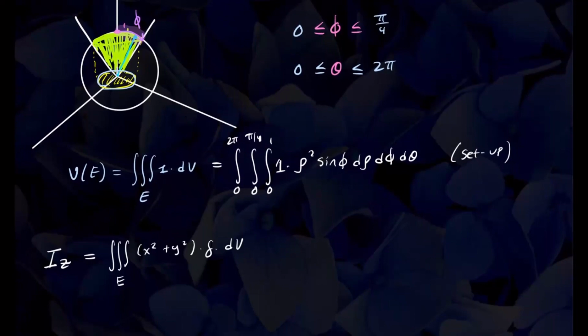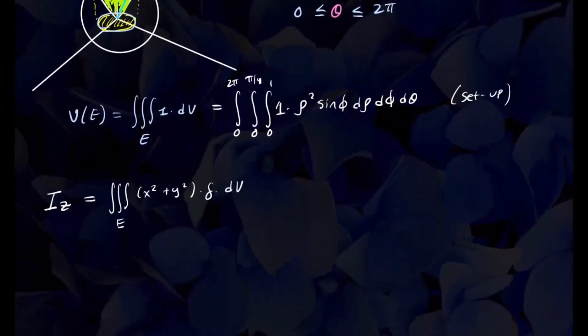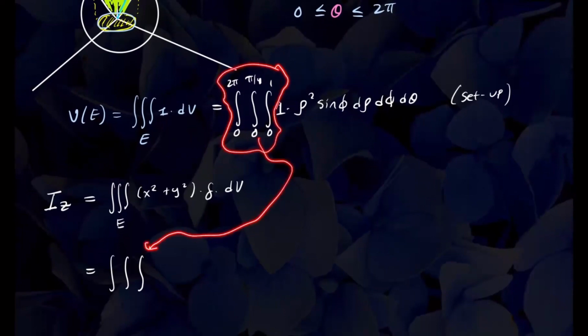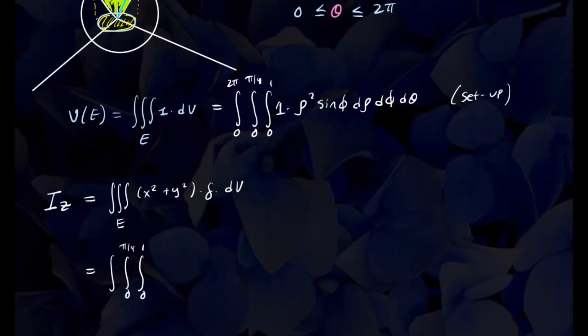Now we're going to also set this up with spherical coordinates since our solid is best described by using spherical in this case. So we're going to have our triple integral. The limits of integration will not change. They will be the exact same as these right here, so we're just going to recopy them. Rho is going to go from 0 to 1. Phi is going from 0 to pi over 4. Theta is from 0 to 2 pi. Exact same limits of integration.